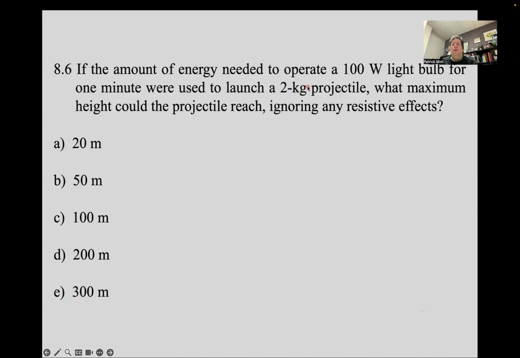All right. If the amount of energy needed to operate a 100-watt light bulb for 1 minute were used to launch a 2-kilogram projectile, what maximum height could the projectile reach, ignoring any resistive effects? So think about what you think the answer is. Work it out, and then compare with your neighbor. Remember, this is a power of 100 watts. So that means it is using 100 joules of energy every second. Power is the rate that energy is transferred.